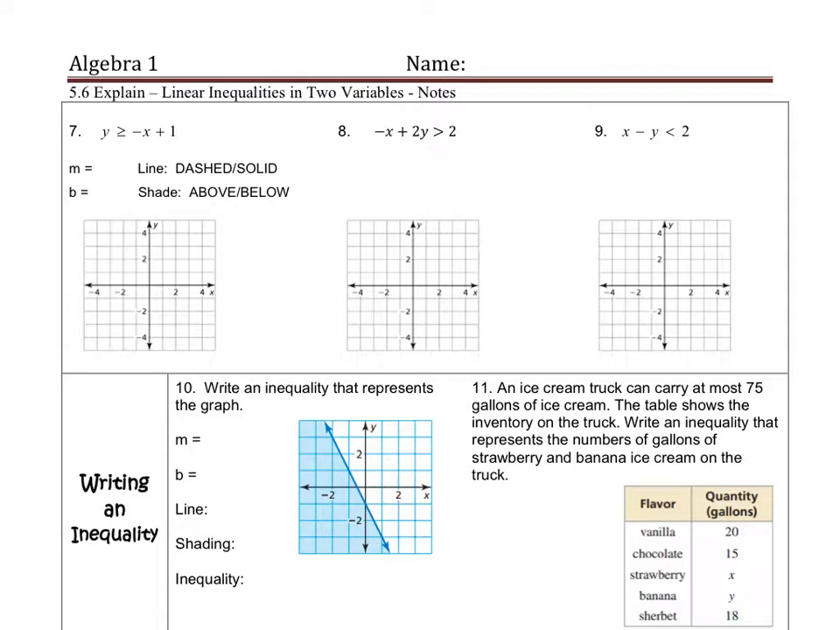For number 7, more of the same. We're just practicing graphing our inequalities. So I want you to do this one on your own. First, I want you to identify your slope and your y-intercept, determine what kind of line you're going to draw and which direction you're going to shade it. And then I want you to go ahead and graph and shade the inequality. Pause your video and then check back for the explanation.